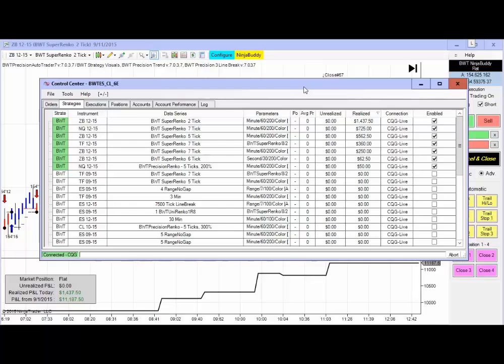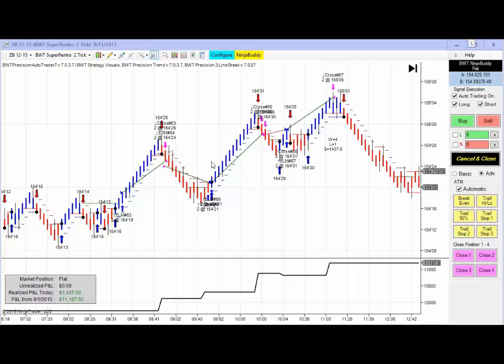I'm just going to bring over the control center. You can see the big winner was the bonds on the Superenco 2 tick. I'll get to that in a second. The NASDAQ and then the bonds on the 5 tick. These are all modest gains. Most of these, in fact, all of these are just trading two contracts. I'm trying some different things to come up with some new settings for different scenarios.